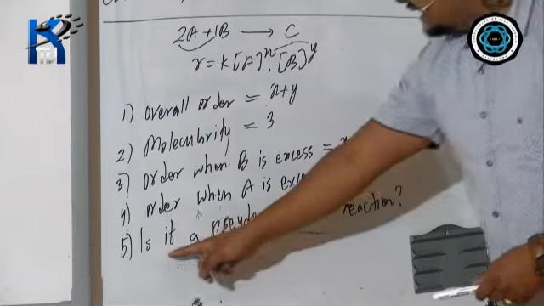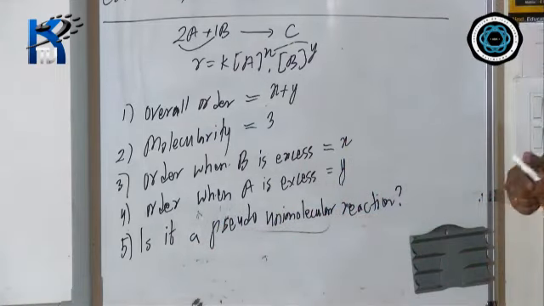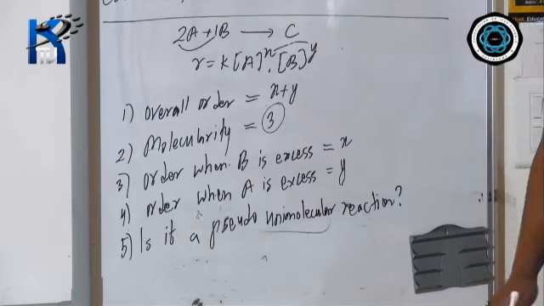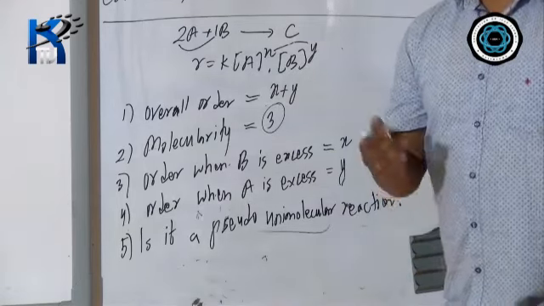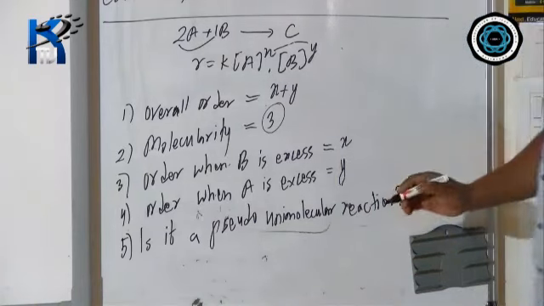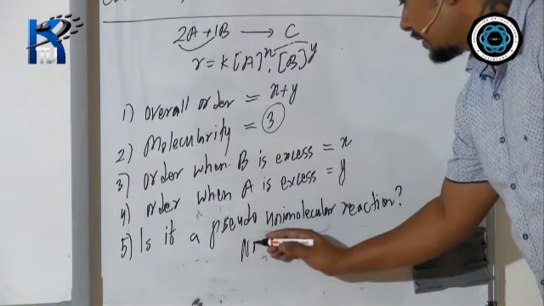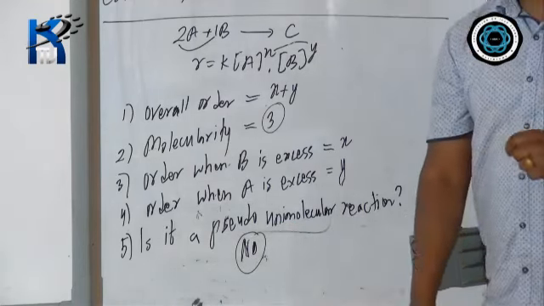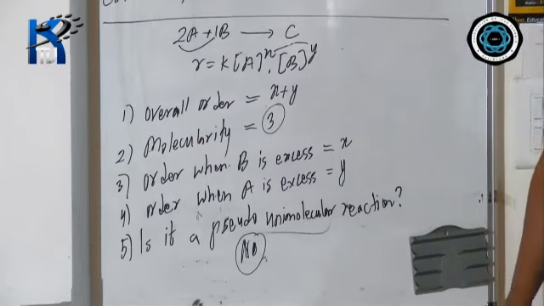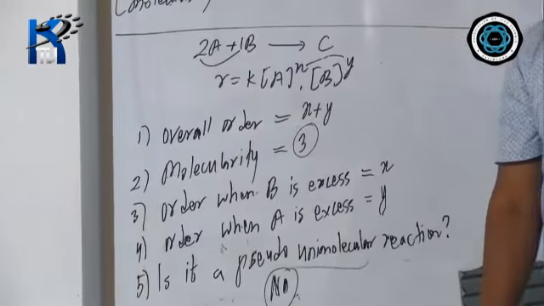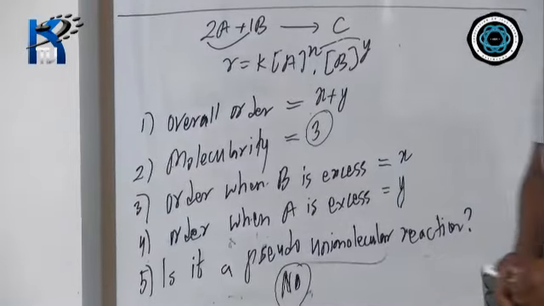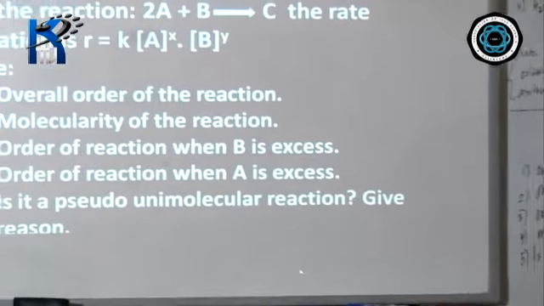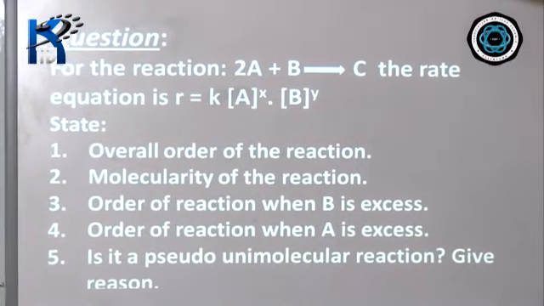Now, is it a pseudo unimolecular reaction? The question is asking. If you see here, students, molecularity is 3, because to be a pseudo unimolecular reaction, molecularity should be 2. Therefore, no, it is not a pseudo unimolecular reaction. The answer will be no, because its molecularity is 3. Okay, if you want, students, you can take the screenshot of this again. It will help you to refer.